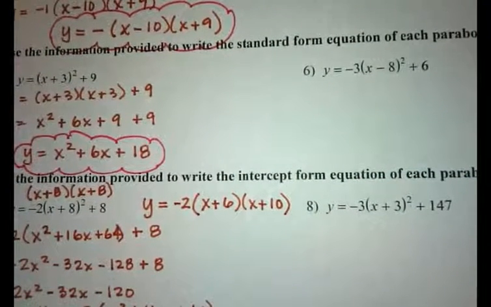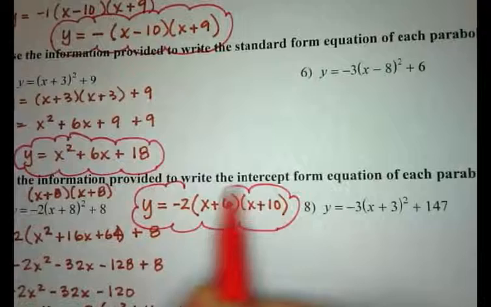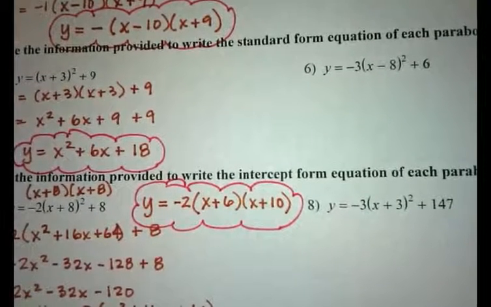And remember that you can check any of these by foiling them back together. So that is intercept form for number 7.